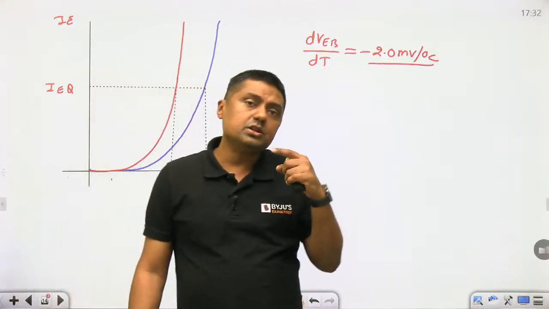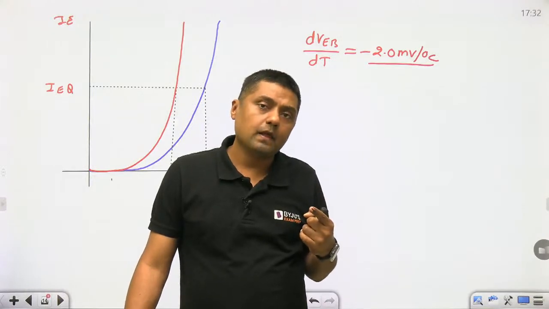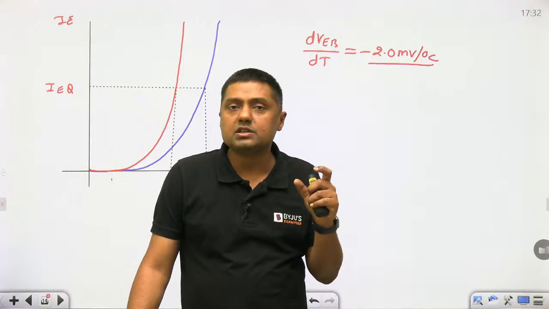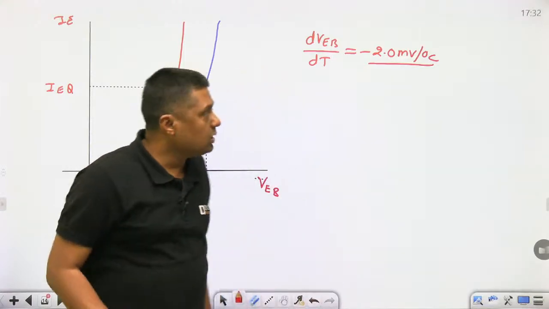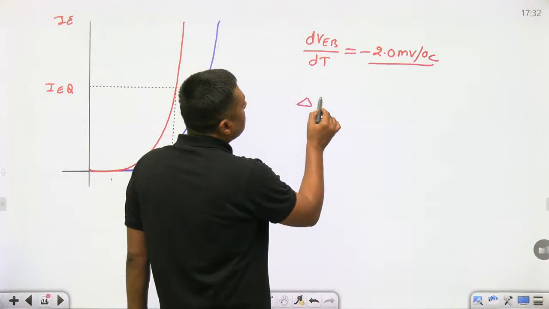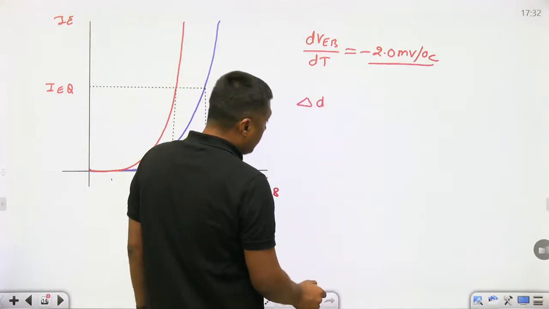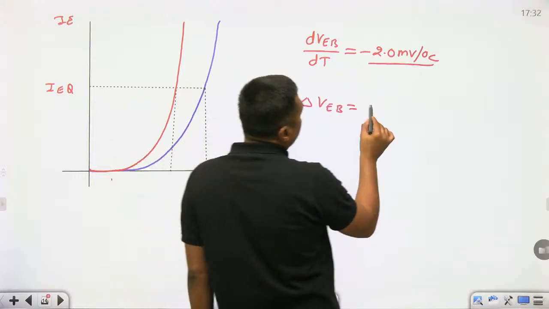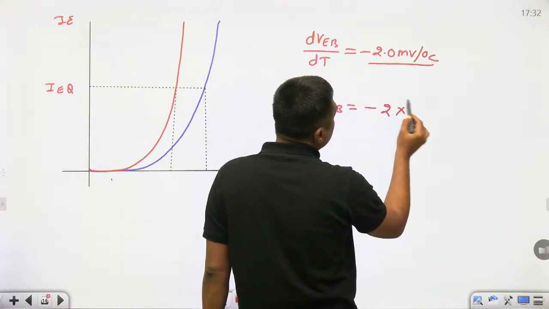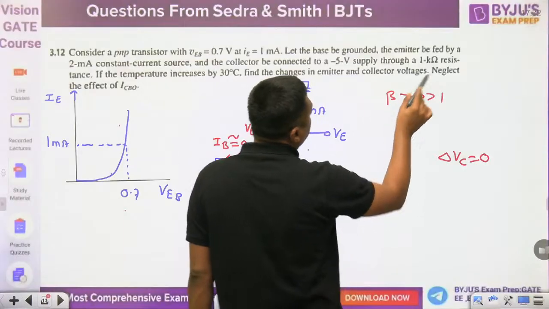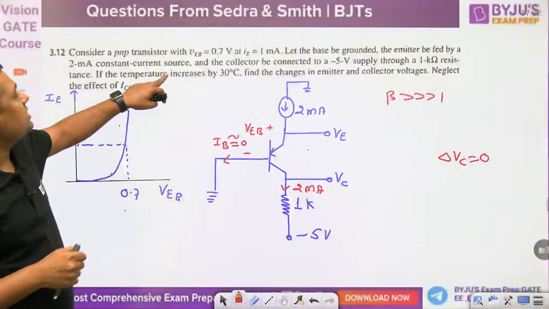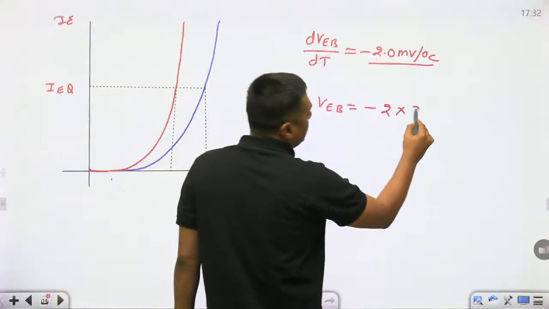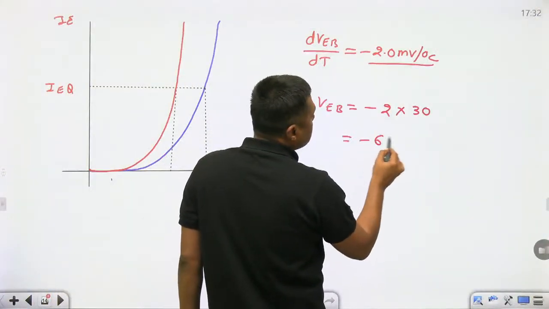It means when the temperature increases by 1 degree, the drop across the forward bias junction will reduce by 2 millivolt. So what is the change in VEB? The change in VEB is given by minus 2 into the change in temperature. And what is the change in the temperature given? The temperature is increased by 30 degrees. So change in temperature is 30, multiplied, it is minus 60 millivolt.